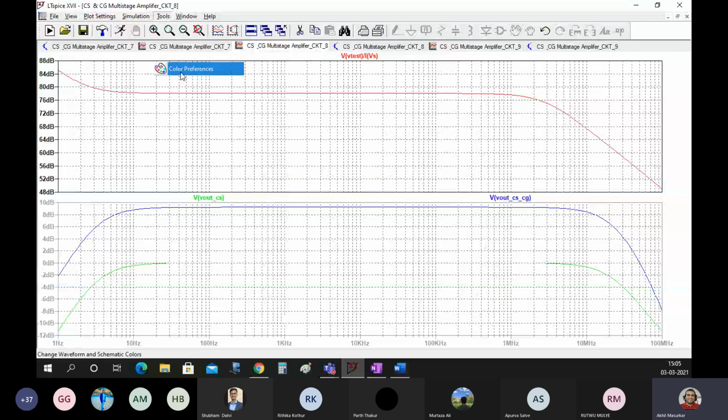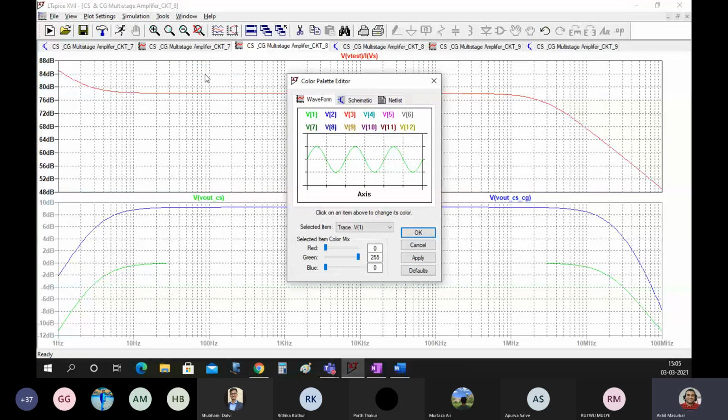RGB 000 means black, RGB 255 means white, or you can have any other color. You can see that color changes here. So you put it to white so that if at all we need to print this, we will save some ink. Okay? Got it, sir. Got it.